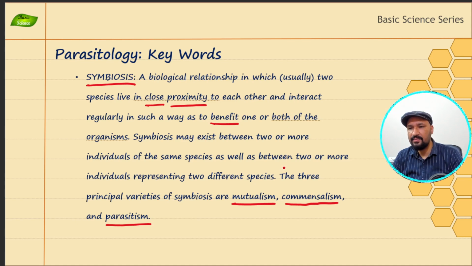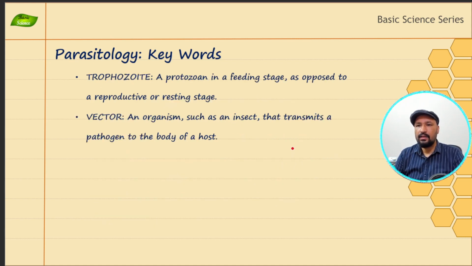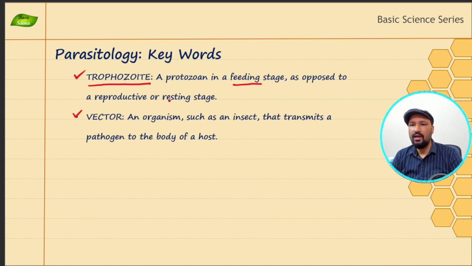Then there are other terms that you can also use while studying parasites or parasitology. Okay. Next is trophozoite. We have already discussed the cyst, and when the cyst enters the host, it gets converted into another form, which in many cases is called trophozoite. It's a feeding stage. So you need to remember that trophozoite is the feeding stage. It's opposite to the resting stage, which we have already discussed, right?